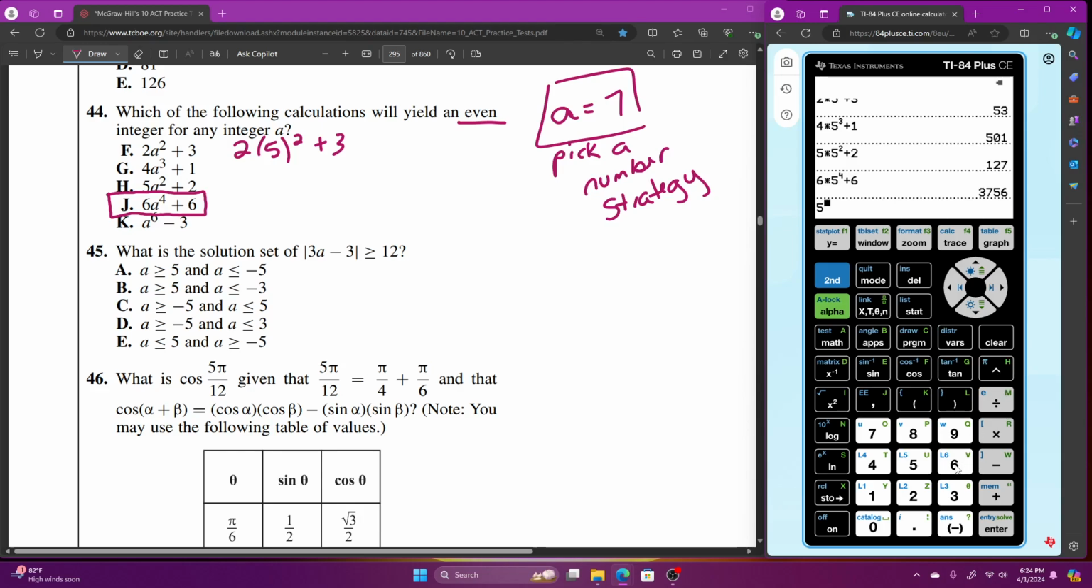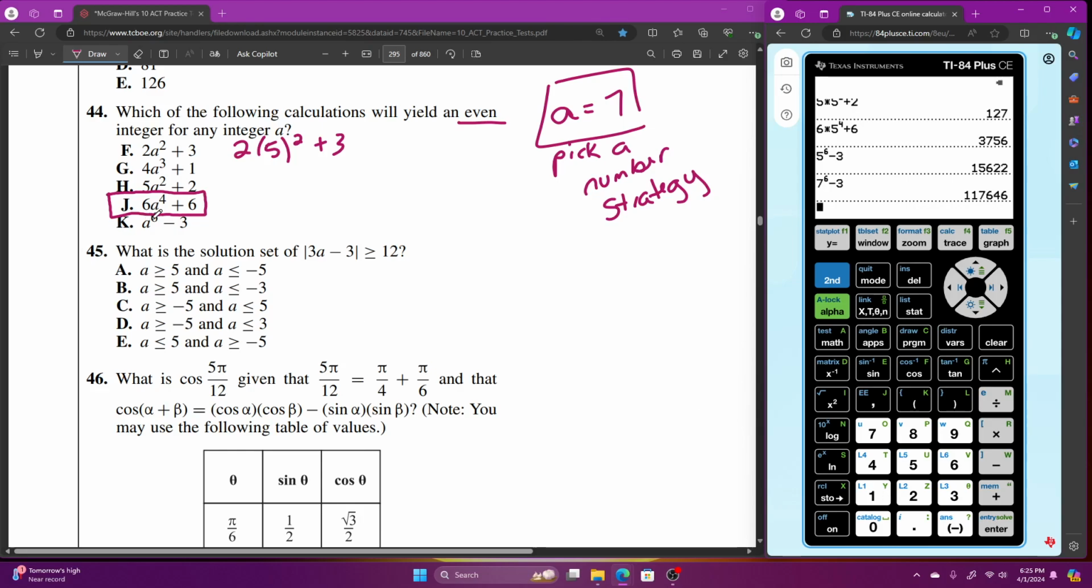5 to the power of 6 minus 3. Oh, we got an even number. But there would be times where you would get an odd number possibly here. Why did I pick 5? I thought I said I was going to pick 7. Might pick a number strategy. Let's try 7. 7 to the power of 6 minus 3. Still even. Huh. We're getting even numbers here.